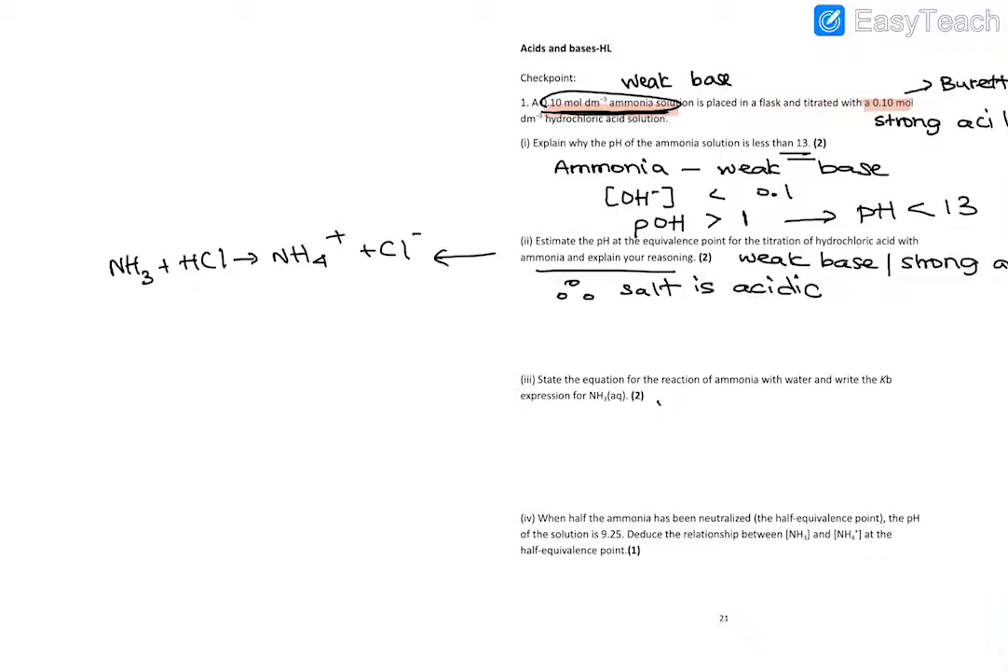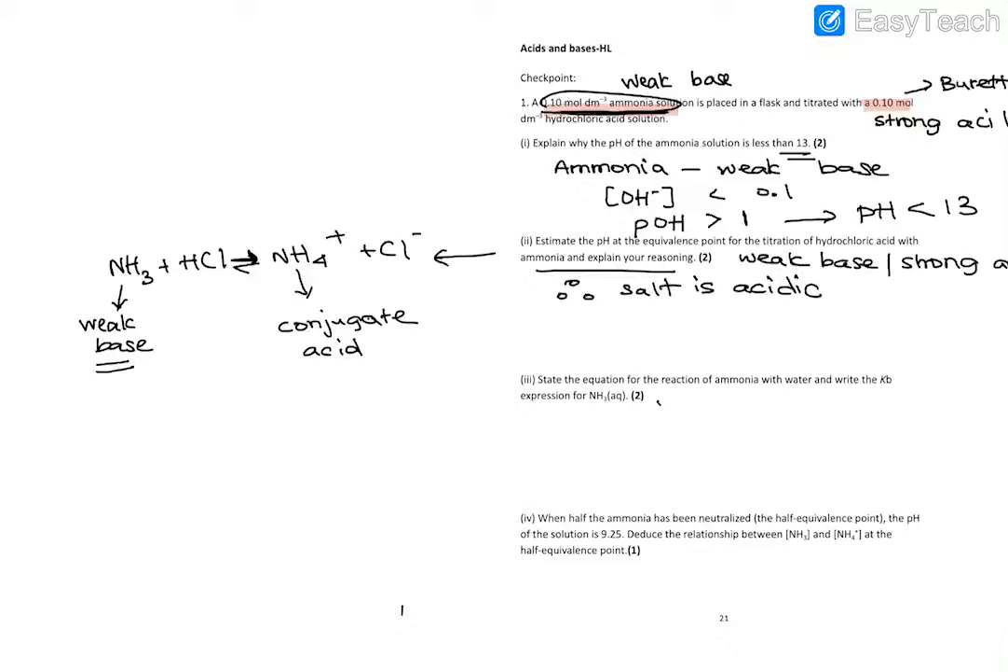Estimate the pH at equivalence point and explain your reasoning. Because we have a weak base, strong acid titration, the salt of a weak base and strong acid is going to be an acidic salt. Let's write the equation for this. Here you will have a reversible arrow. Now this is a weak base, therefore this is going to be the conjugate acid.